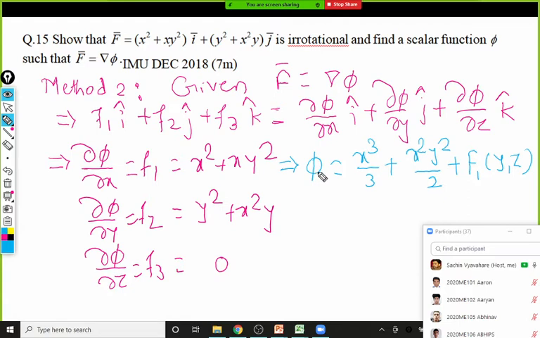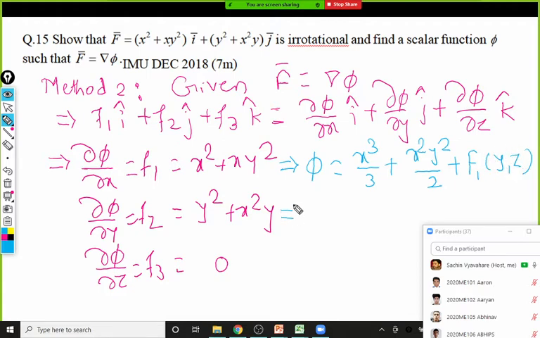If you take ∂φ/∂x, the derivative of x cube by 3 you will get as x square only, that is the first term. Derivative of this term you get x y square, that is the second term. And derivative of this term with respect to x is 0, because this term is considered as a constant with respect to x. So whenever you integrate a partial equation with respect to x, the other variables form the constant of integration. So this is the constant of integration.